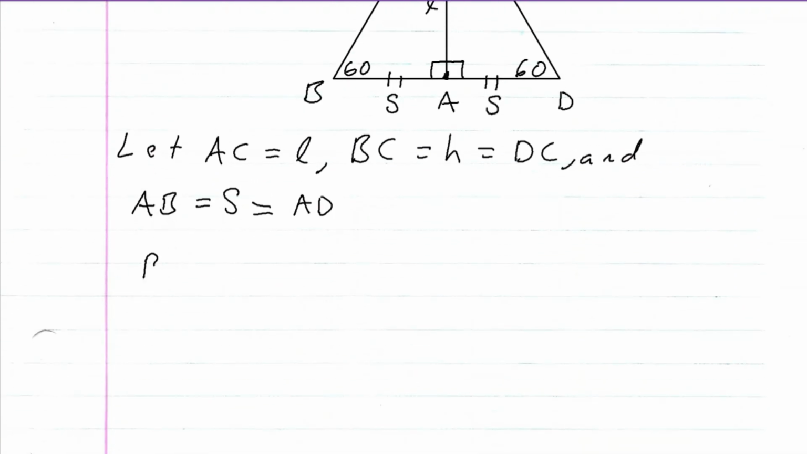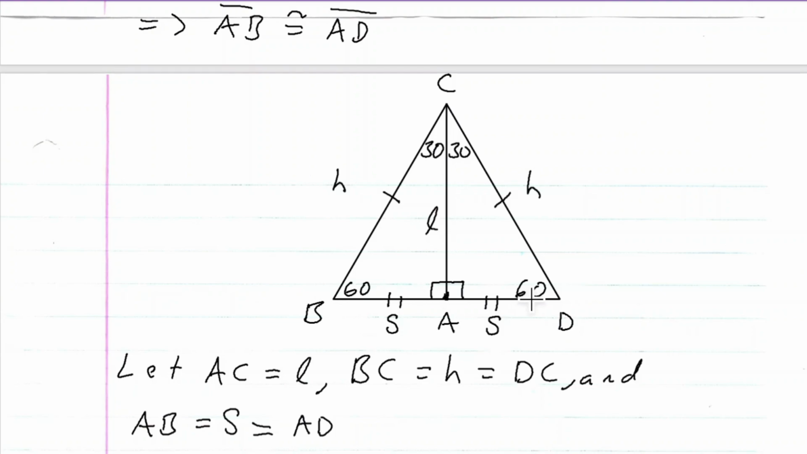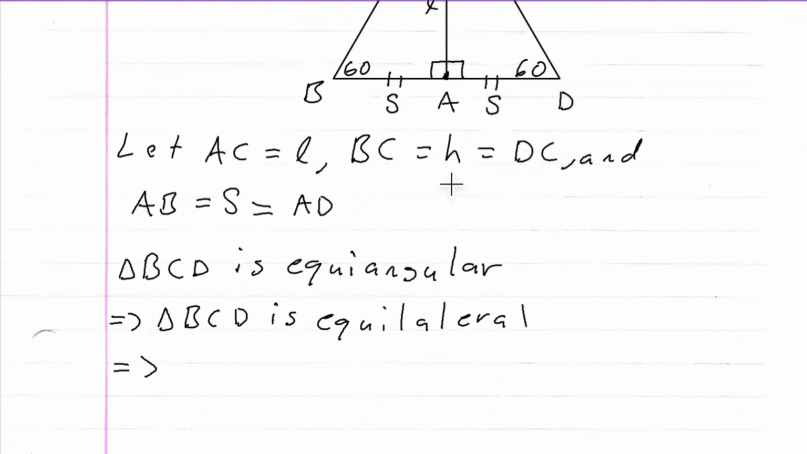So I know that triangle BCD is equiangular. So I have BCD is equiangular. This implies that triangle BCD is equilateral. Okay? And of course, if this is equilateral, that means BD is equal to BC, which is equal to DC, right? Okay.